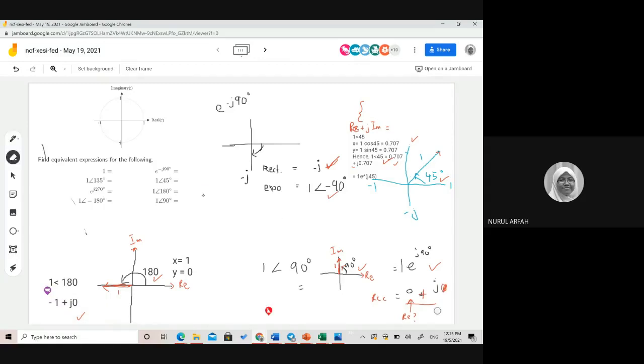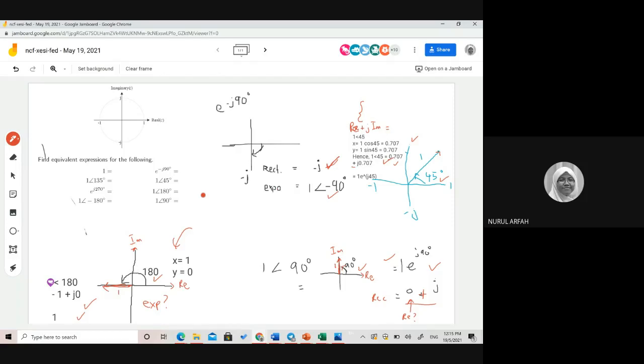Kosong pula dah. Okay, good. This is correct. What about exponential? This one done. Done. Okay. Last one. This one. Exponential. How to write this in exponential form?